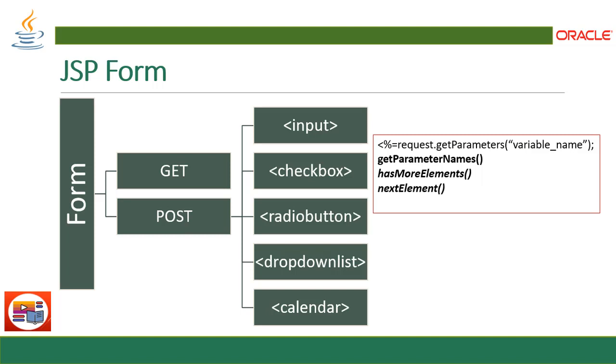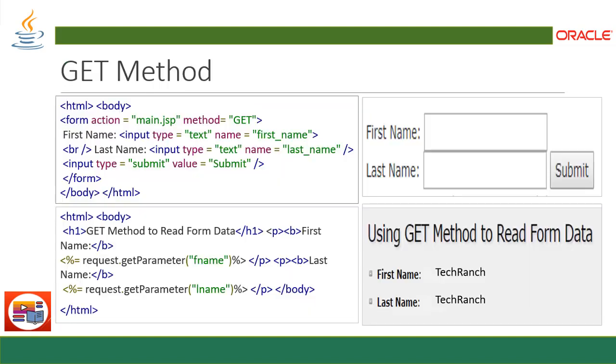Now once the user enters the values in these input types of the form, we get the values with the help of this type of method. Request, we have seen the implicit object request. This object can get the values with the help of the getParameter method, which is in the HttpServletRequest class. So we can simply invoke the implicit object request and the getParameter method and get the variable name. Now let's take a look at how it works.